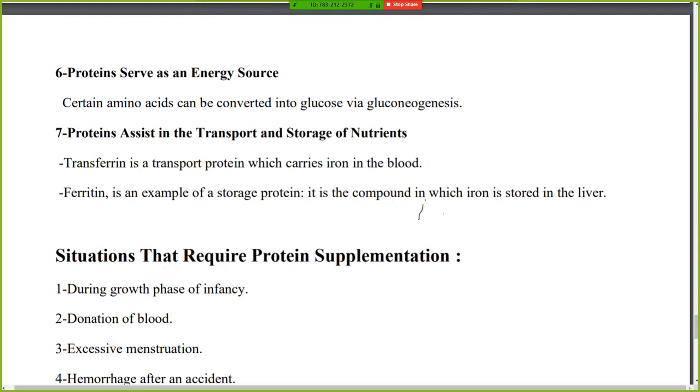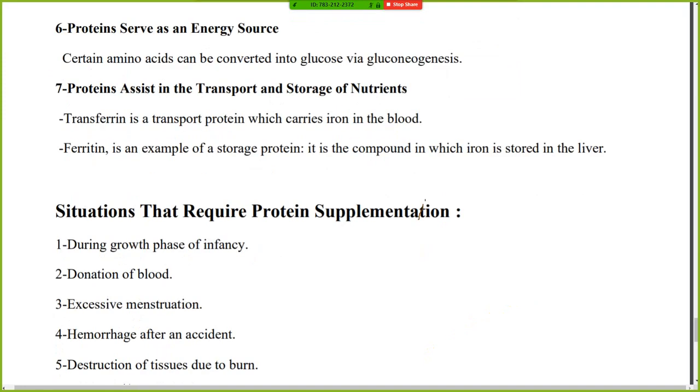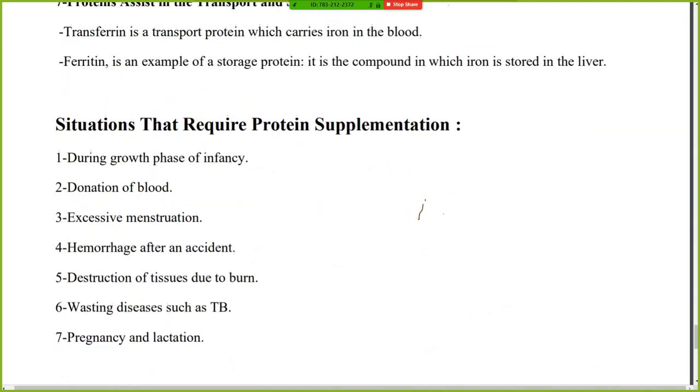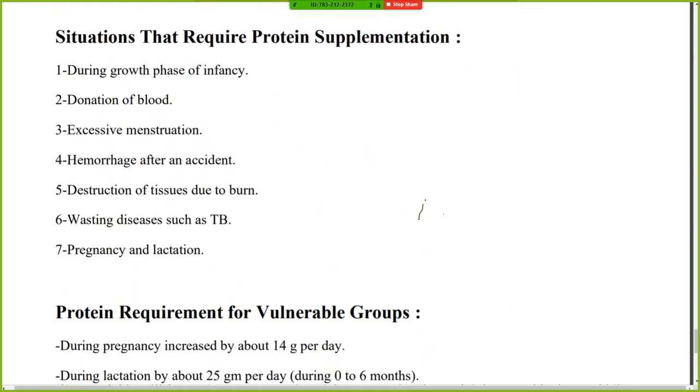Now we have situations of protein supplementation. We mean the situations that require protein supplementation. Number one, during the growth phase of infancy. Number two, if we donate blood. Number three, when we have excessive menstruation in females. Number four, hemorrhage after an accident.